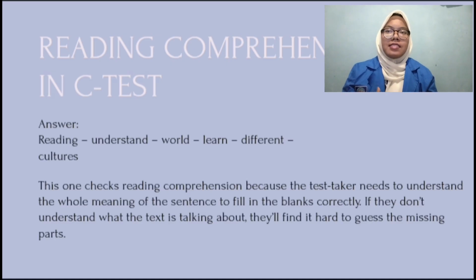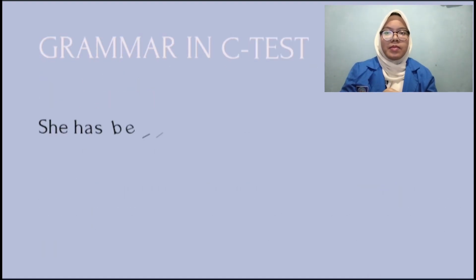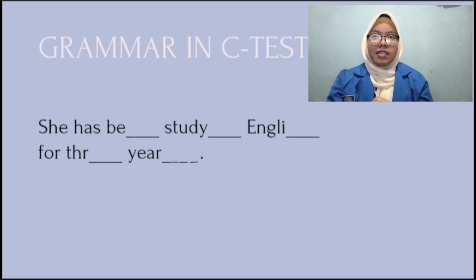And the answer is: reading, understand, world, learn, different, and cultures. This one checks reading comprehension because the test taker needs to understand the whole meaning of the sentence to fill in the blanks correctly. If they don't understand what the text is talking about, they'll find it hard to guess the missing parts.